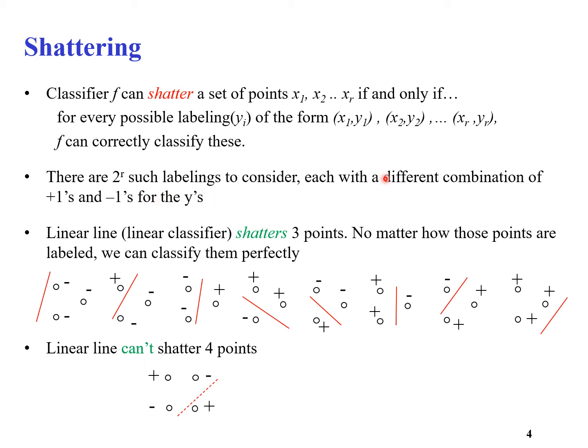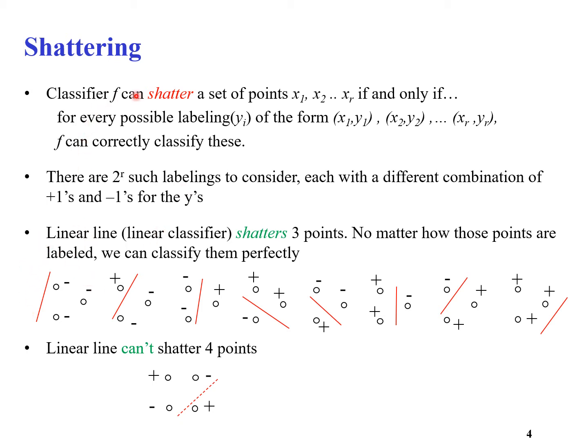By the way, we assume these y values are binary, okay, +1 or -1. So when you have r data points, we have 2 to the power of r class label combinations. So let's take a look at an example here.